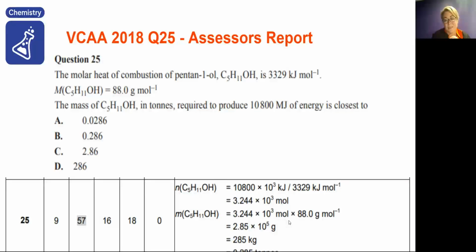Okay, so now the conversions come through again. So we need to make sure that it's 285 kilograms, but they want it in tons. So we're going to divide that by 1,000 again.